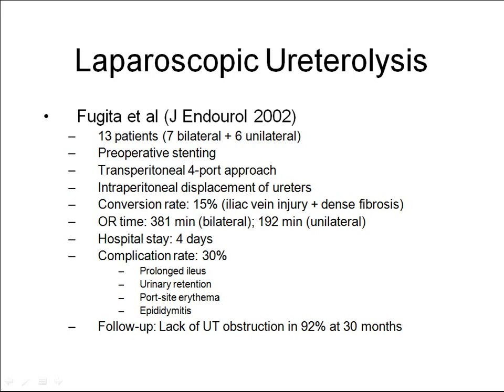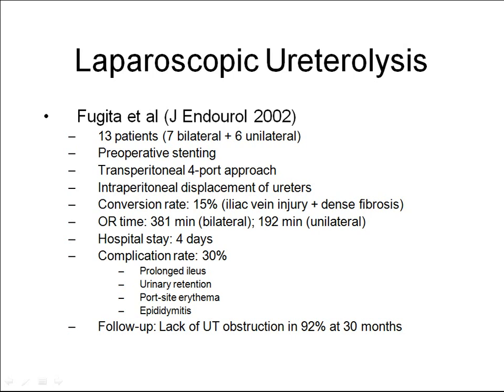A 4-port transperitoneal approach was used. There was intraperitoneal displacement of the ureters, but no omental wrapping. The conversion rate was 50%. This was related to an iliac vein injury and a second patient with a dense fibrosis. Mean OR time was 381 minutes for bilateral dissection and 192 minutes for unilateral dissection.